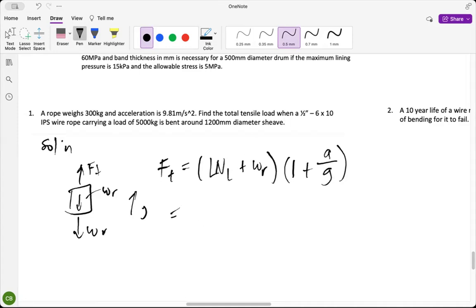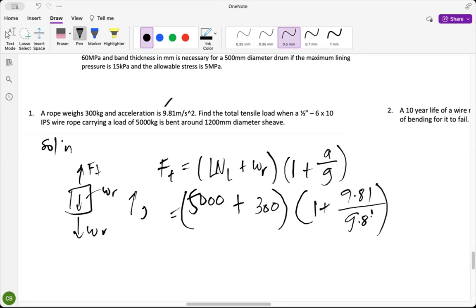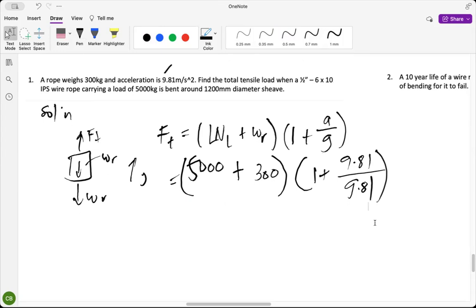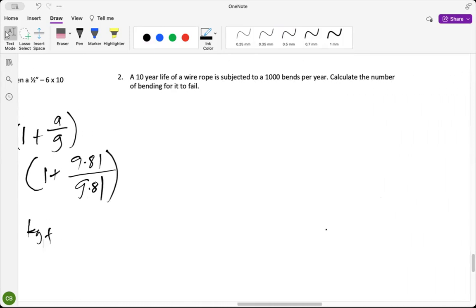Okay, so what is the weight of the load? So you have a load of 5,000, and then you have 300 kilograms. Then you have acceleration there, 9.81 over 9.8. Okay, so that would be what? 5,300 times 2. So you have a tensile load of 5,300 times 2, so 10,600 kilograms.